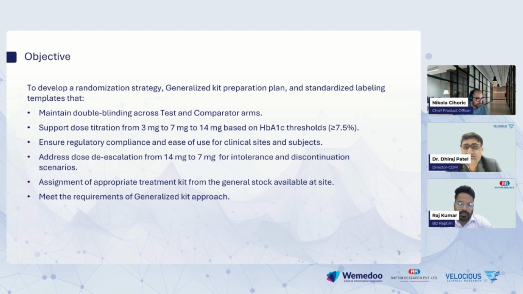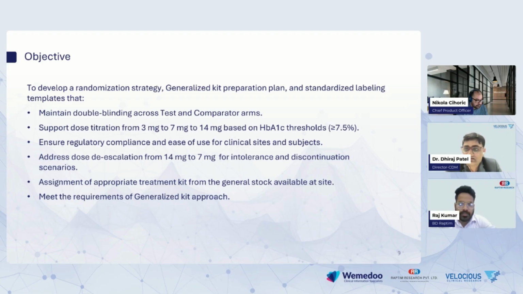So according to that, the system should pick the appropriate IP from the available stock at the site. We need to start the subject with 3 mg, then go by default to 7 mg. Thereafter, for the follow-up visits, it should move back or continue with the same dose until the end of treatment.